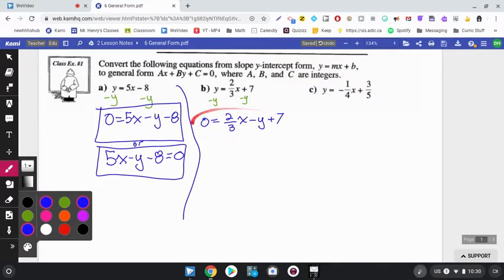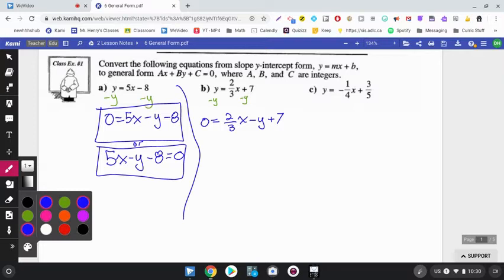All right, so to change this to general form, I got to make it look pretty. I got to get rid of the fractions. So what I look at is the denominator. I'm fine with a numerator. A numerator is just like my integer. I need to get rid of this divide by 3. So the opposite of divide by 3 would be to multiply by 3.